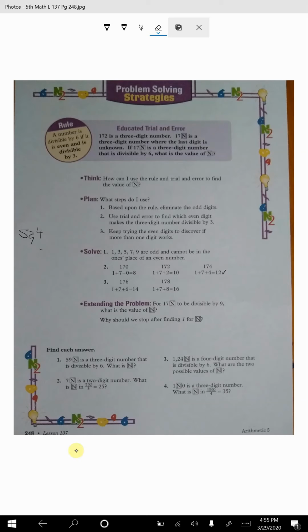So what is the end? The end was 4. That's how you do the answer. Okay, I'm going to do one more with you, and then you're on your own for the other two, okay?